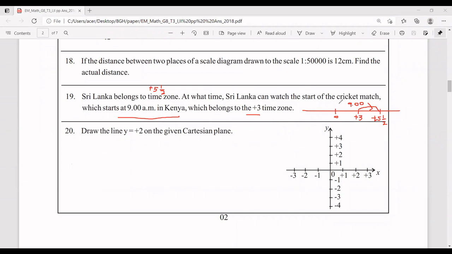9 plus 1, 10. 10 plus 1, 11. Then 11 and a half, half means 30 minutes. 11:30. So what is the time in Sri Lanka? 11:30 a.m.